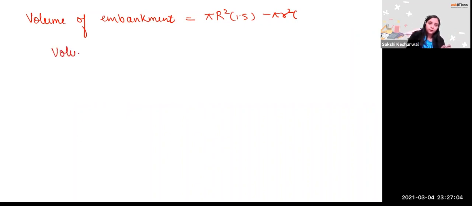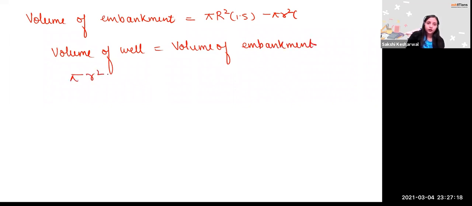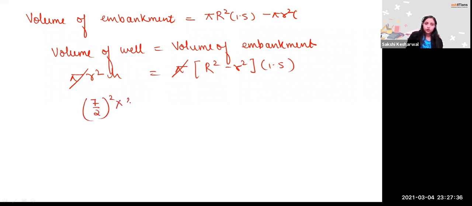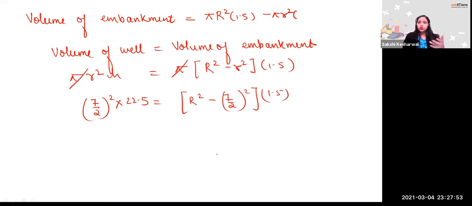So the volume of well is equal to the volume of embankment, which is pi r square into h on one side, and on the other, if I take pi common, it is capital R square minus small r square into 1.5, right? You see that pi cancels out. So what is the r value over there? That is equal to 7.2 by 2 whole square into h. h is 22.5. And this is capital R square minus 7.2 by 2 whole square, and then this is 1.5, right? Yes or no? Now just solve the problem.